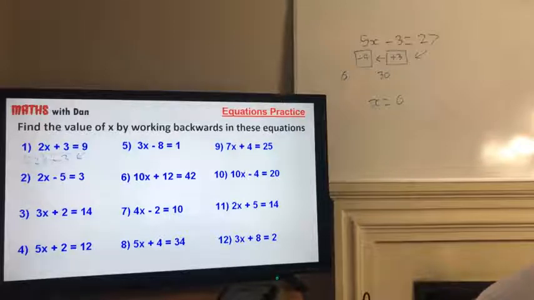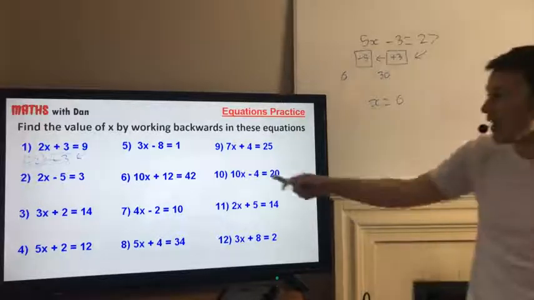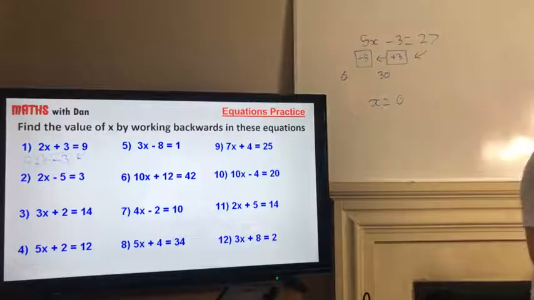Where'd you put your answer for it? So for your answer, you want to write down x equals. So just underneath it, write down x equals, and then your answer.